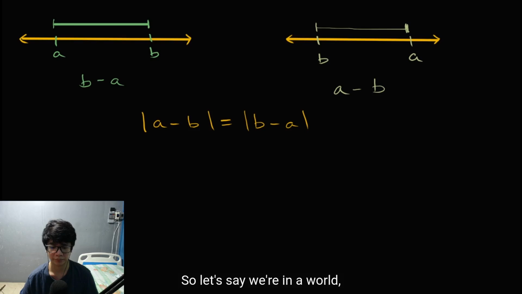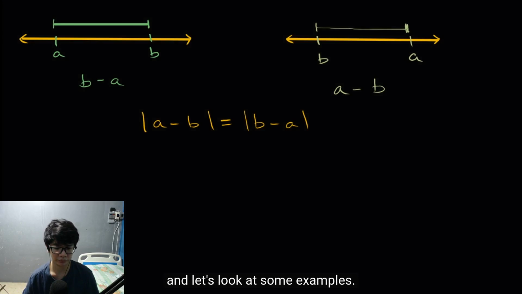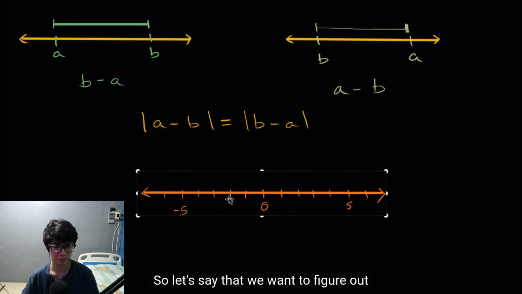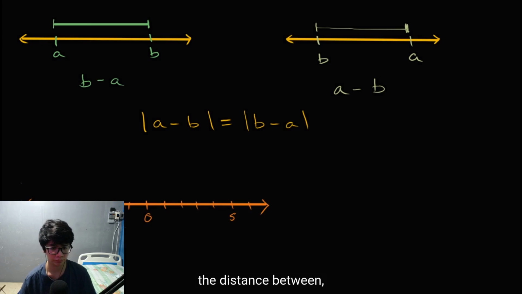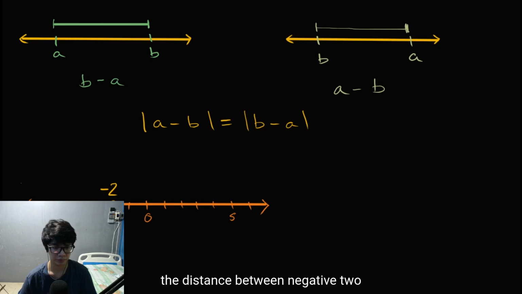So let's say we're in a world. Let's get a number line out and let's look at some examples. Let's say that we want to figure out the distance between -2 and +3. So we can look at the number line and figure out what that distance is.